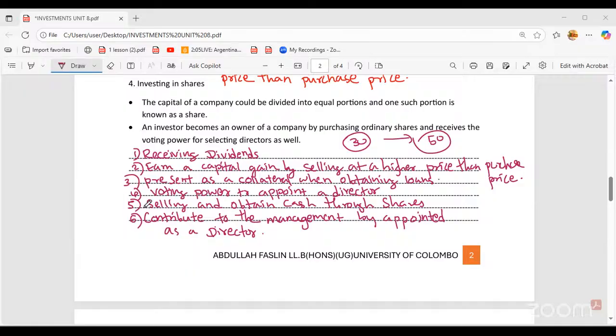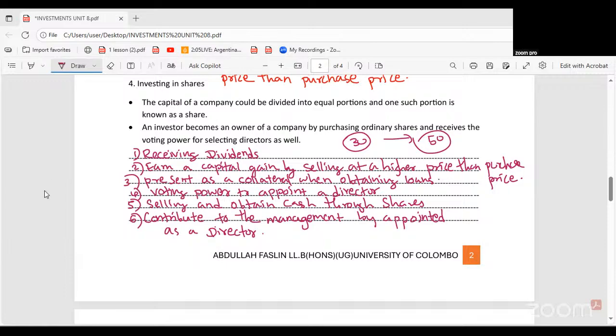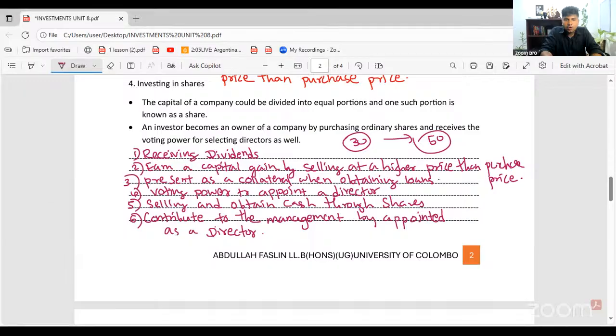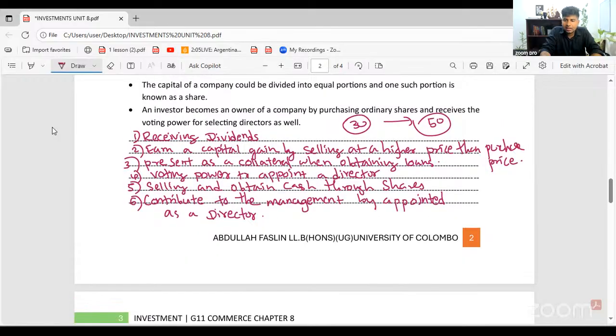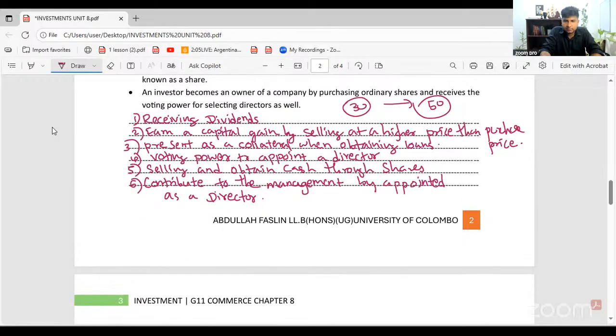Dividend means the profit they are paying you. Capital gain means when you sell at a higher price. When you sell your share at a higher price than the price you purchased, that is capital gain. Am I clear? Dividend means the profit that they are paying you out of the company's total profit. So if you are still writing, get a screenshot.